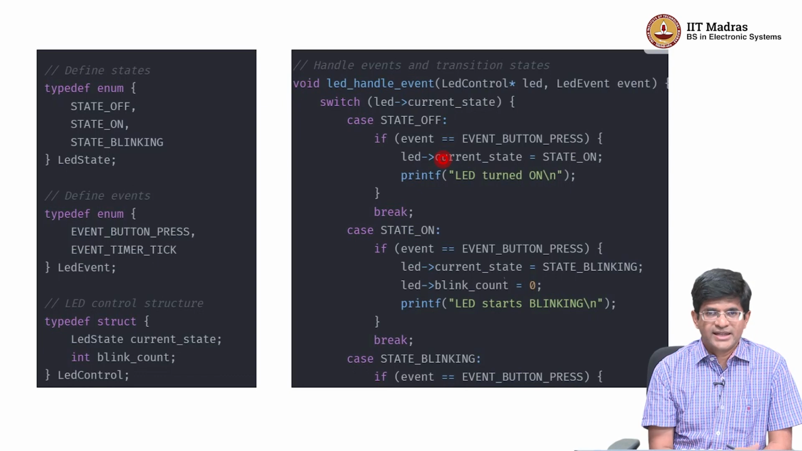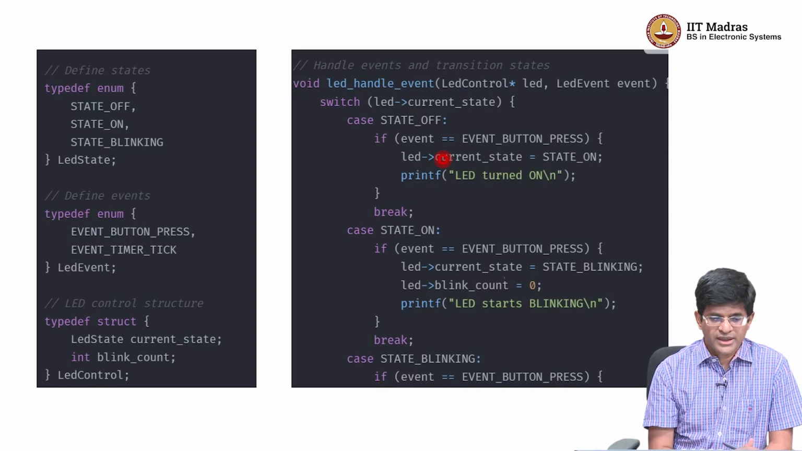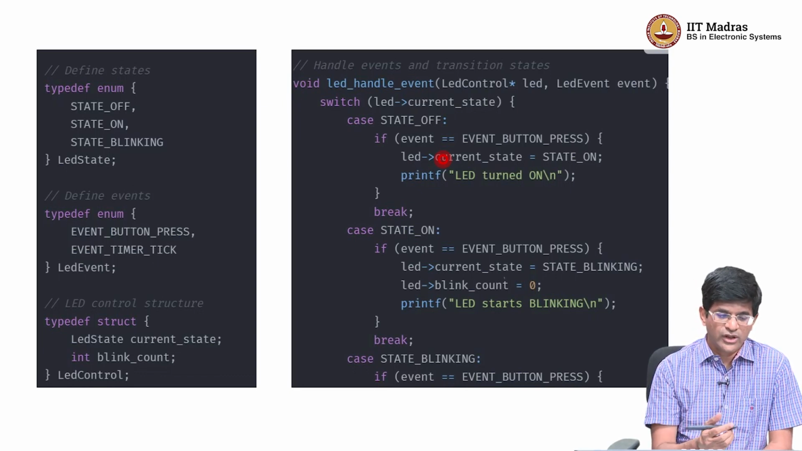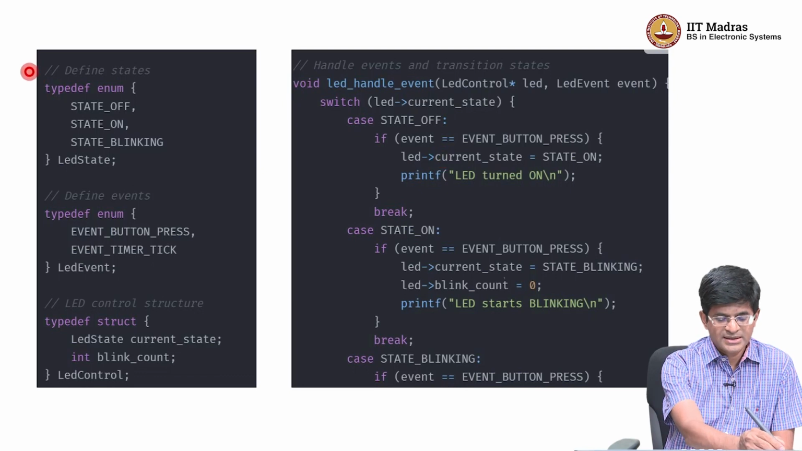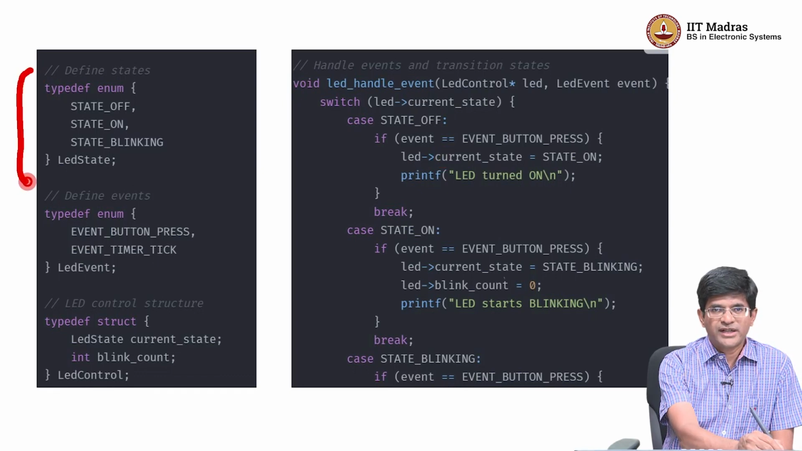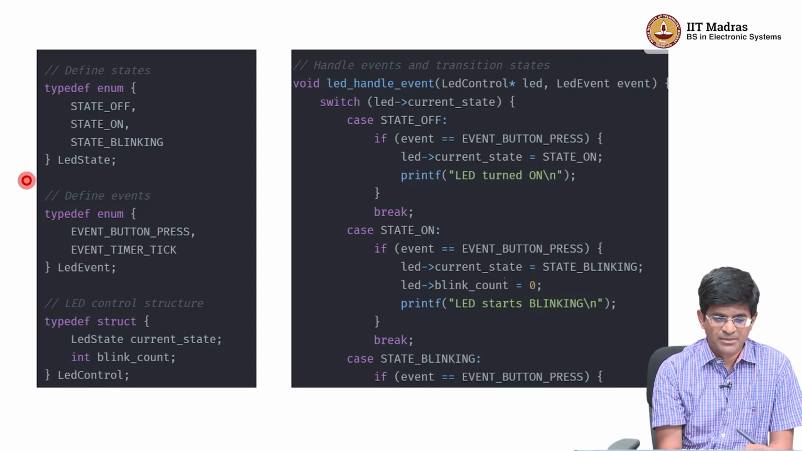So how does this get translated into actual code? A very common, typical way of representing this would be something like this. You use some kind of typedefs, making use of what the language provides for you. C provides the notion of enums, enumerated data types, which can be defined as typedefs.